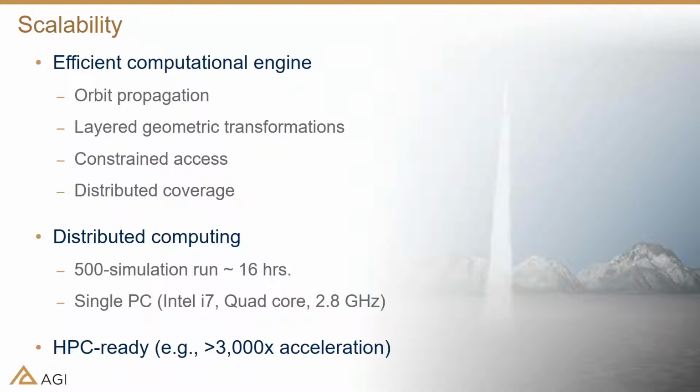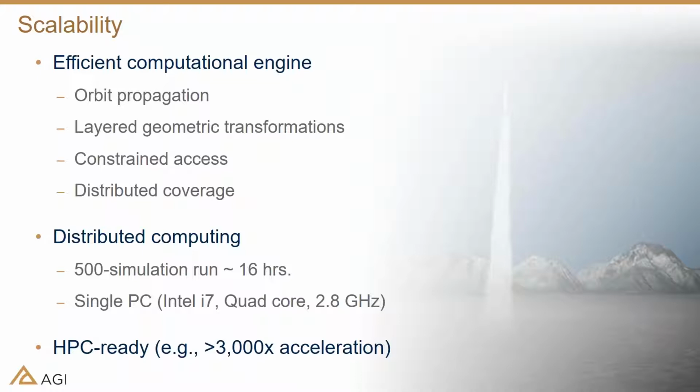The first is that it's fundamental to start with an efficient computational engine, an engine that is purpose designed to solve this kind of problem, to efficiently propagate orbits by the definitions as we vary the parameters that create those, to be able to manage layered geometric transformations that account for orbital motion, planetary motion, and the combination of platforms and payloads as we evaluate constrained accesses and do so over a distributed region.